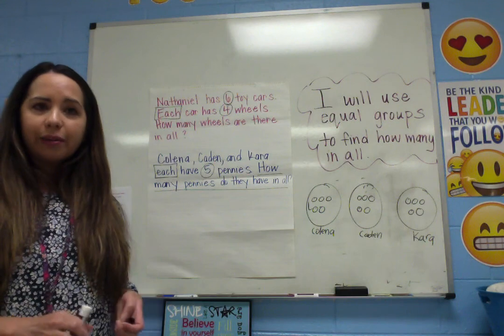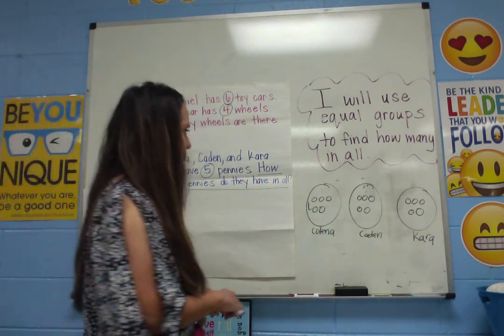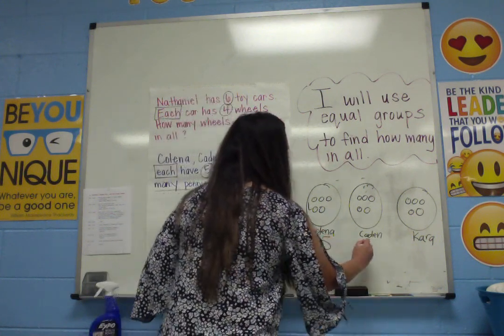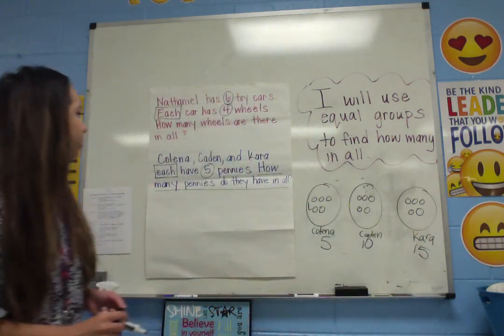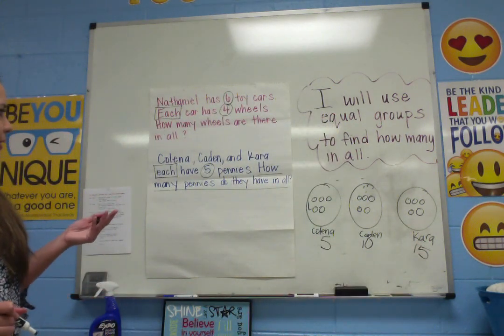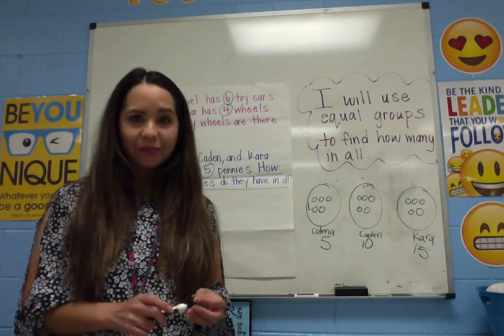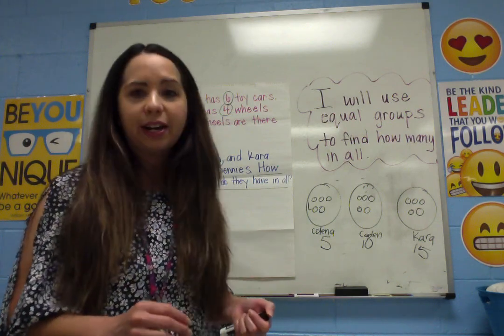We're going to skip count to find our total number of pennies the 3 kids have in all. So 1, 2, 3, 4, 5. Let's skip count by 5s. 5, 10, 15. So they have, how many pennies do they have in all? They have 15 pennies in all. And that, boys and girls, is how we use equal groups to find how many in all.